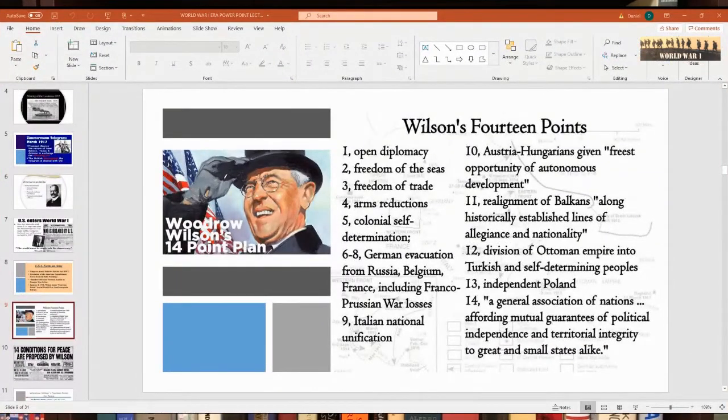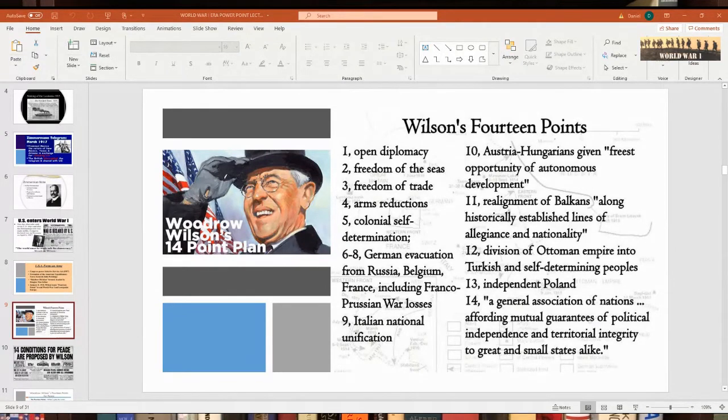Those are the ones we'll get to. The most important one, and of course the famous one, is the 14th. That's the one they pretty much settled on the most. But some of these were interesting. One was the idea of open diplomacy between different countries, where countries would use diplomacy to solve differences rather than fighting war. Two, freedom of the seas.